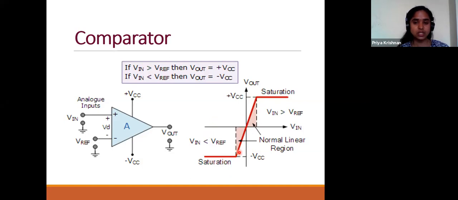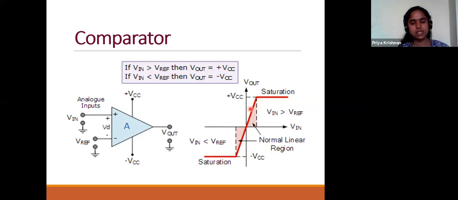So this region is the linear region. For which op-amp configuration will I get the linear region? If you put the op-amp in closed loop configuration, you will get the linear region. So you have to operate the op-amp with feedback to get the different applications like inverting, non-inverting, summing, and then differentiator, integrator.